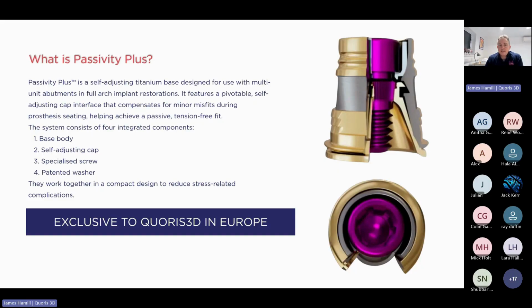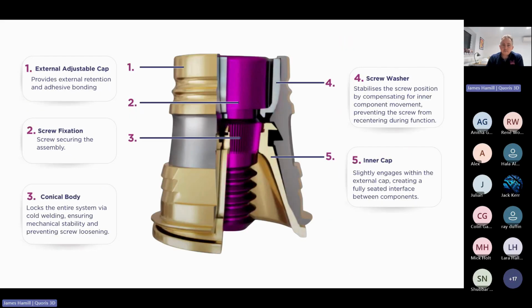But the Passive Plus is a self-adjusting base. It's made up of 4 main parts that, as it is screwed down, tighten within itself and create a cold weld, which allows the 2 parts of the tie base to be firmly locked together. Okay, and it looks a little bit like this.